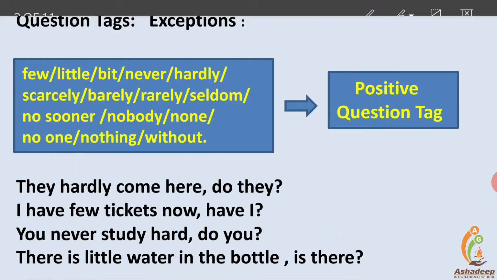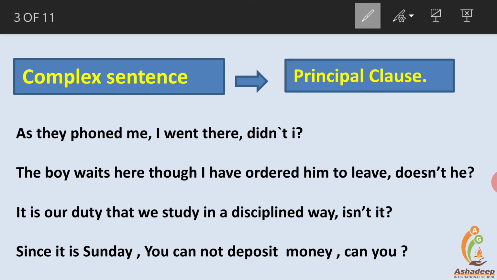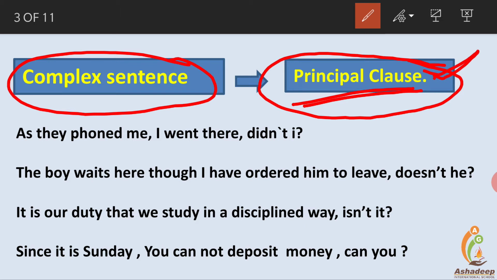Now next example, complex sentence. Friends, you know a complex sentence has two clauses, a principal clause and a subordinate clause. Here friends, when the sentence is complex, there are two clauses, then which is to be considered? Always the principal clause is to be considered.